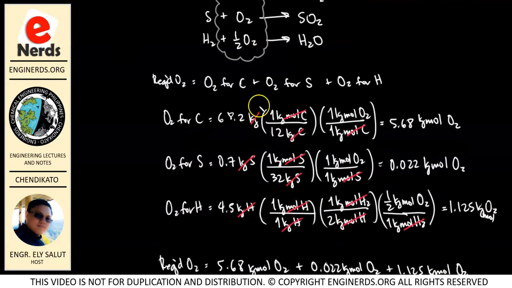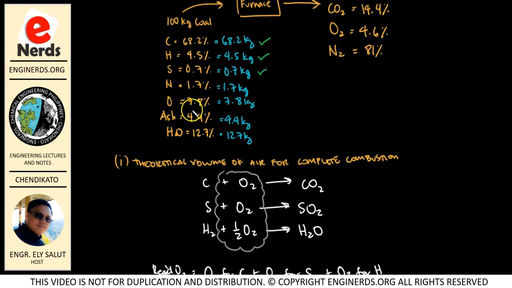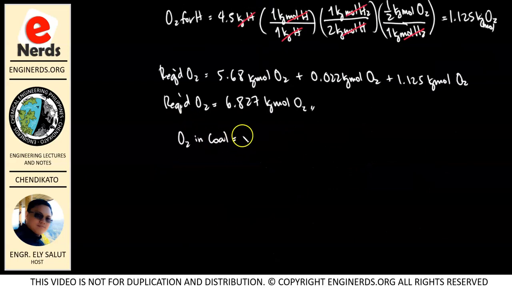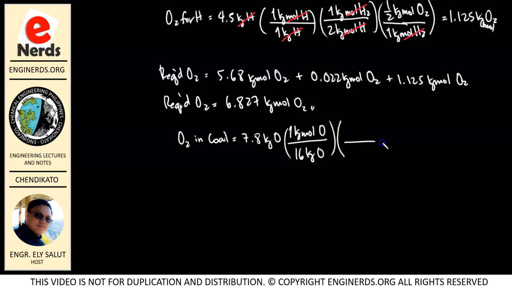Okay, so alam natin yung oxygen natin sa ating coal is 7.8 kilogram. Okay, and this is single atom, no? So, 7.8 kilogram ng oxygen. And then, we're going to divide that sa molecular weight ng oxygen. For 1 kilogram mole of oxygen, we have 16 kilogram of oxygen. But, ang kailangan natin is O2 gas, no? So, for every 1 kilogram mole of O2, we have 2 kilogram mole of oxygen, no?